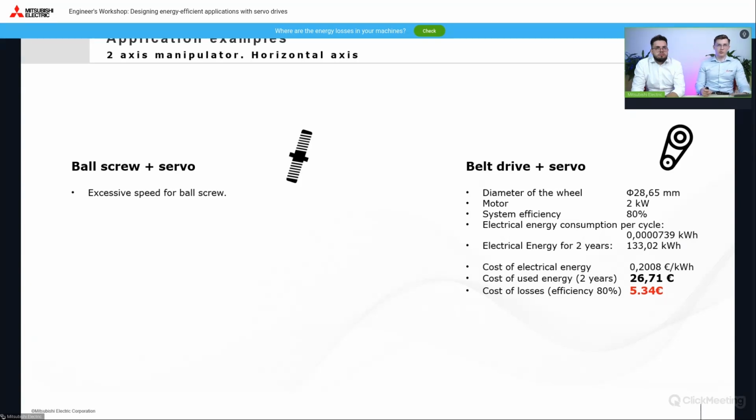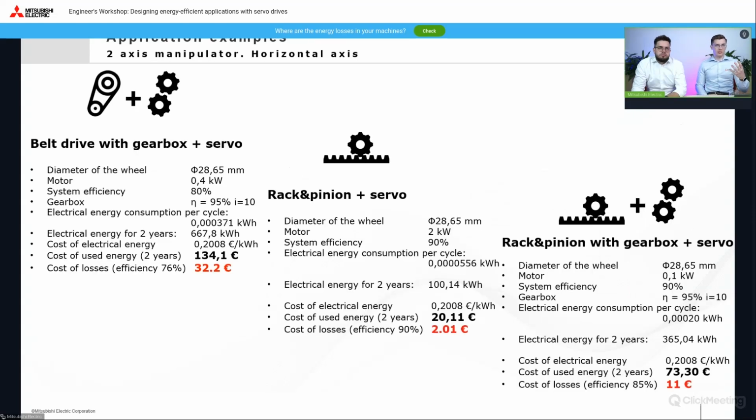Here, a 2 kilowatt motor without gearbox. And I will skip the details because this is a very similar calculation. We consumed around 27 euros, and of that, around 5 euros goes to the losses. Then we have the same belt, but we are adding the gearbox and using a smaller motor. But now the consumption is about 130 euros in 2 years.